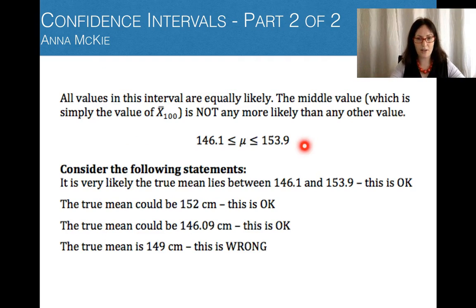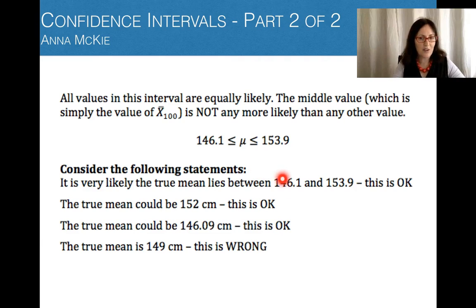Now, just a comment on this. This is what our confidence interval was that we found on the first slide. All values in this interval are equally likely. You need to remember that. The middle value, which is simply the value of X bar, which was 150, right slap bang in the middle, is not any more likely than any other value.